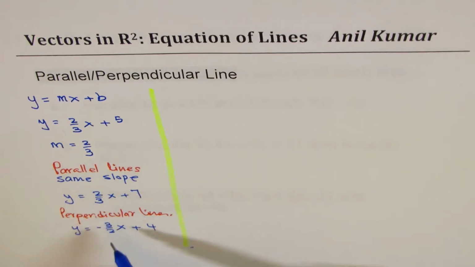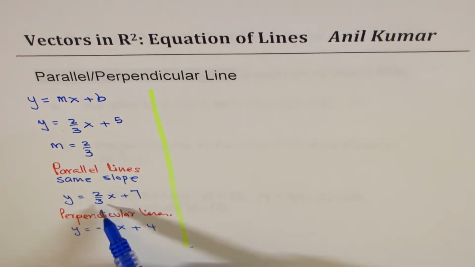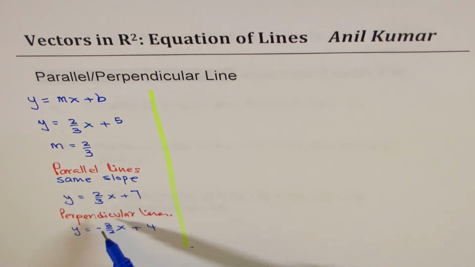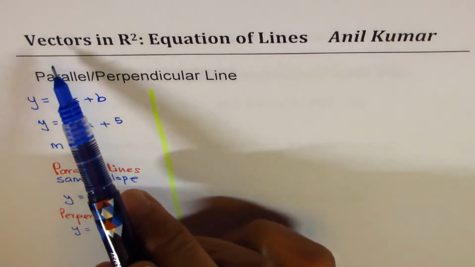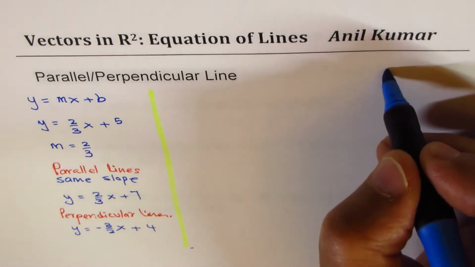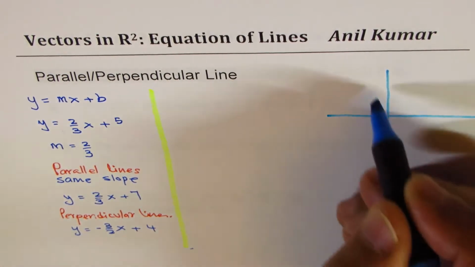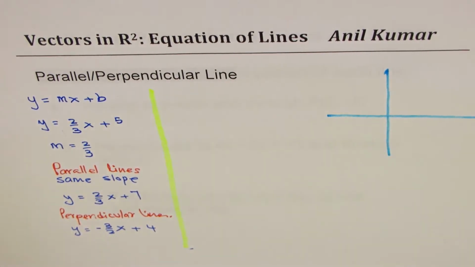We just take the negative reciprocal to find the perpendicular, and we use exactly the same slope for the lines to be parallel. Now when we talk about vectors, the principle is the same, right? So the principle is exactly the same. Let me just share with you with the help of a small sketch.